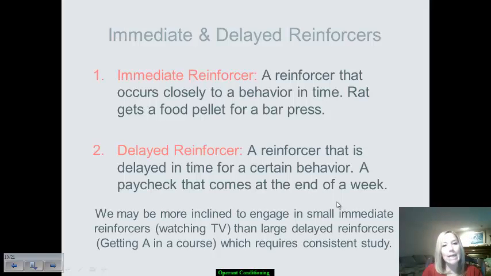We are more inclined to engage in small, immediate reinforcers as human beings, okay? We like to do things like watch TV. That is a lot more interesting and engaging to us and rewarding than something like a large delayed reinforcer like getting A's, okay? Those require consistent behaviors, typically. Delayed reinforcers do. So if you have the option between watching TV or studying for your test that happens in 2 weeks to be able to get an A, more than likely you're going to go for the watching TV part because that test is a little further away, so you can wait a little bit, okay?